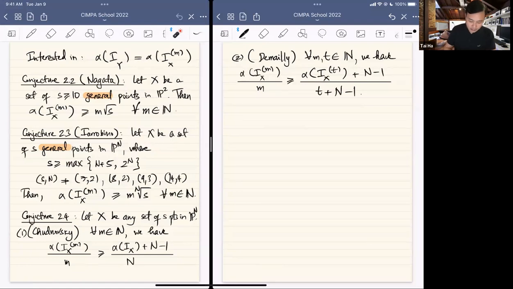So unlike the case for Nagata's or Iarrobino's conjectures, where they actually predict the values of alpha or the values of the Waldschmidt constant, as I will explain shortly, the conjectures of Chudnovsky and Demailly give a lower bound for that invariant. Okay. Now, of course, one can see very easily that Demailly implies Chudnovsky.